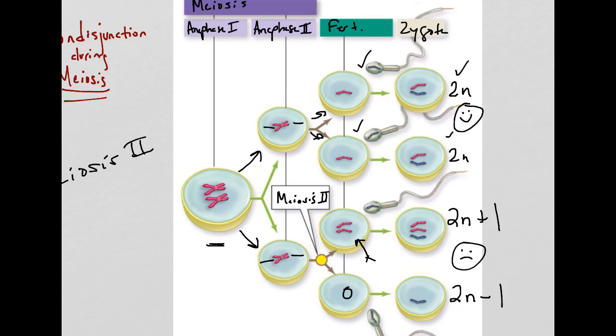Okay, so non-disjunction during meiosis II would only affect the cells whose sister chromatids didn't separate. So this one that went along was just fine, so 2 of them are fine, and then the one where the sister chromatids did not separate, 2 of them are not fine. Alright, so that's our non-disjunction.